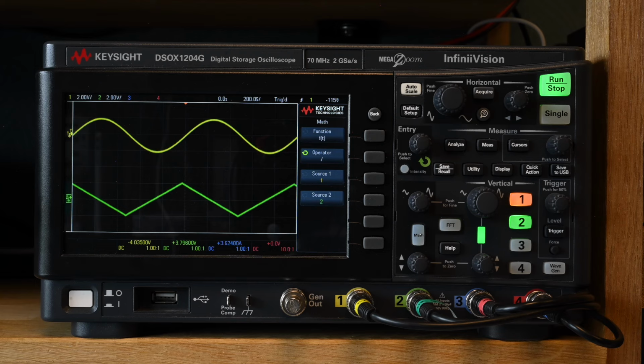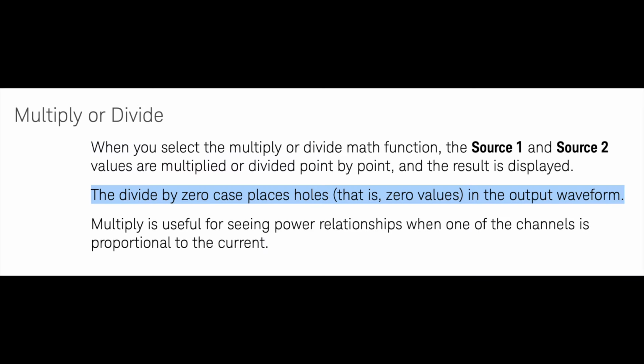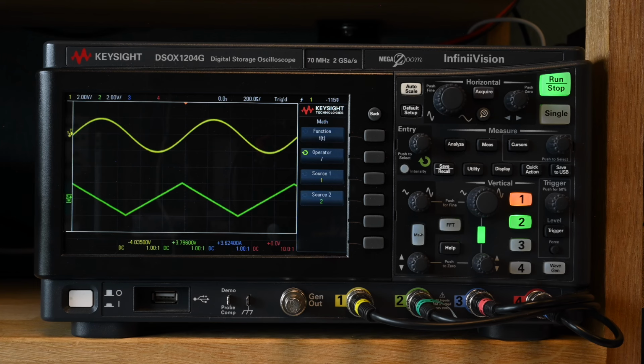Now to our Keysight scope, and if we look in the manual, they do say something about that. They say in one line, the division by 0 case places holes, that is 0 values, in the output waveform. Okay, interesting. So they do have a strategy. Let's see how that works out in practice.